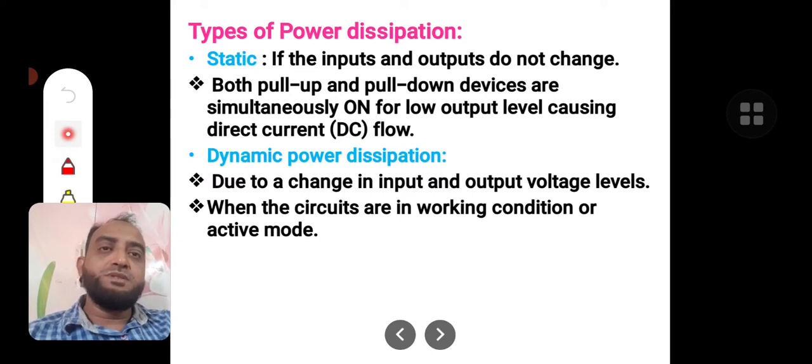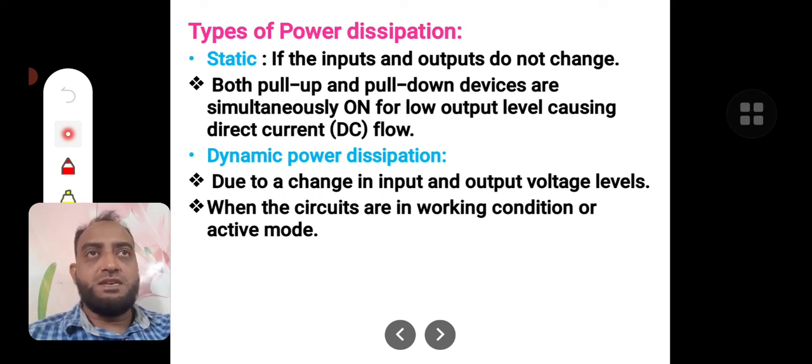Power dissipation is of two types. One is static power dissipation and the other one is dynamic power dissipation. What is static power dissipation? If the inputs and outputs are not changing, then it is called static power dissipation.